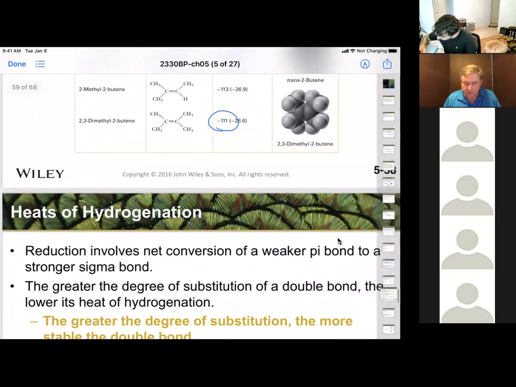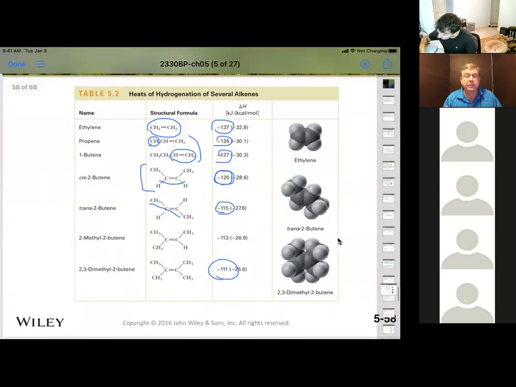Okay. So do we understand what this means? The heat given off correlates to the stability of the alkene we reacted with.